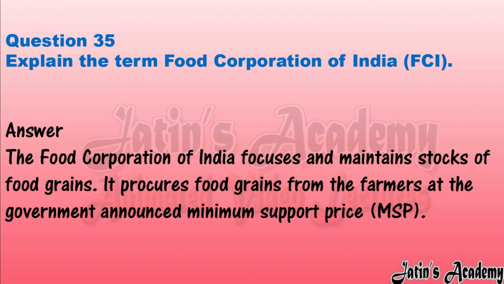Question 35. Explain the term Food Corporation of India, FCI. Answer: The Food Corporation of India procures and maintains stocks of food grains. It procures food grains from the farmers at the government-announced minimum support price, MSP.